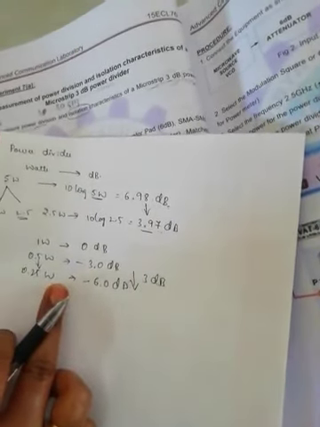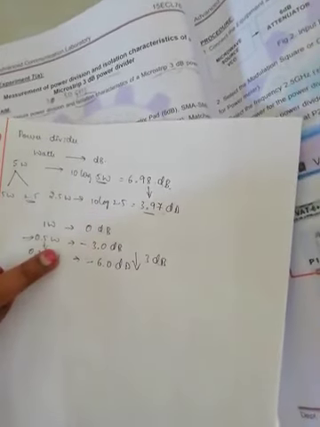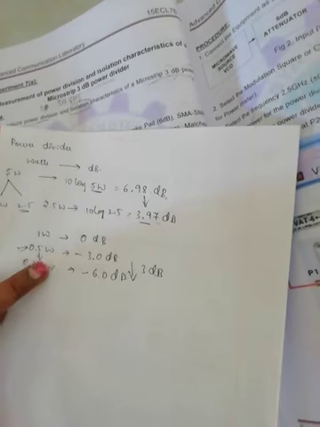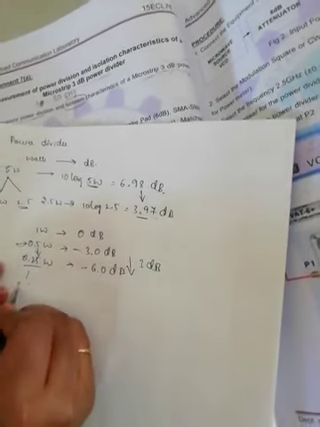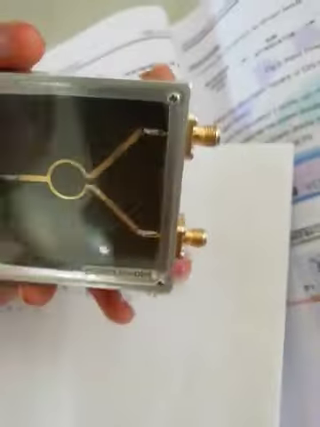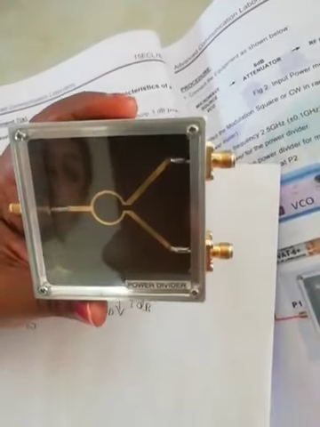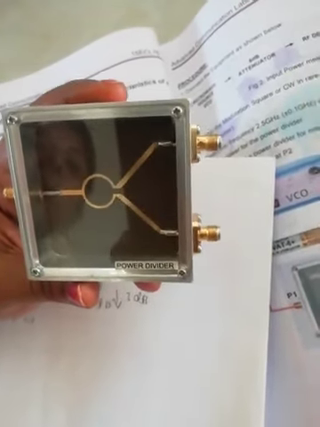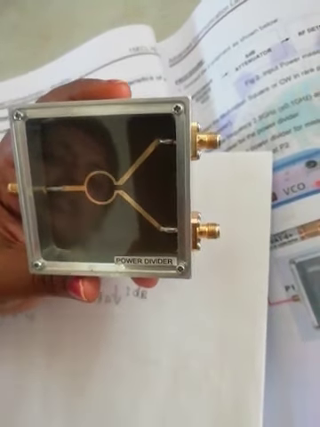This is how the power divider performs. If we provide an input of 0.5 watts from one terminal, at the output of the power divider we obtain the split power, that is 0.25 and 0.25 watts, from the output ports of the power divider. You can look at this device. This is the microstrip 3 dB power divider we are using in this lab in order to analyze the power division operation of this divider.